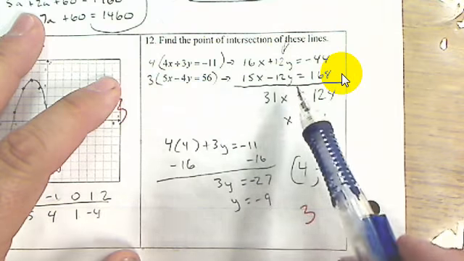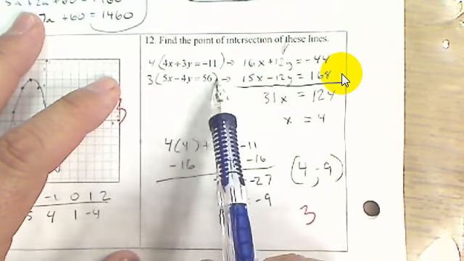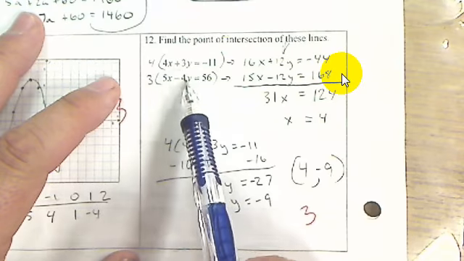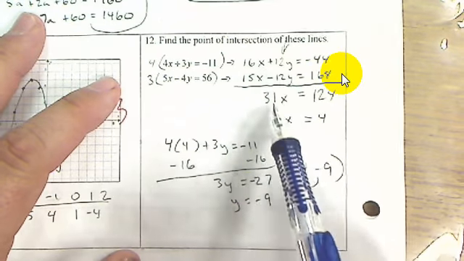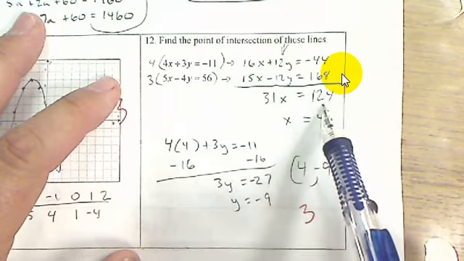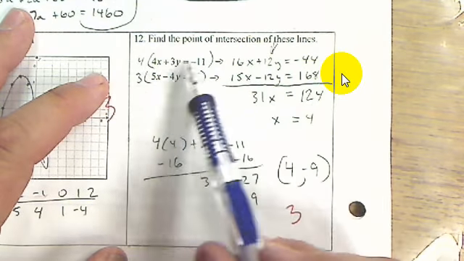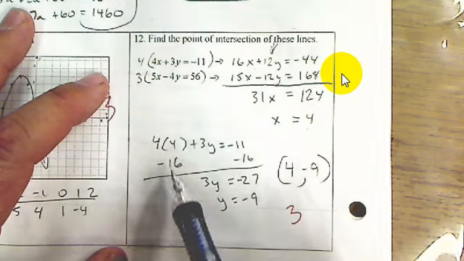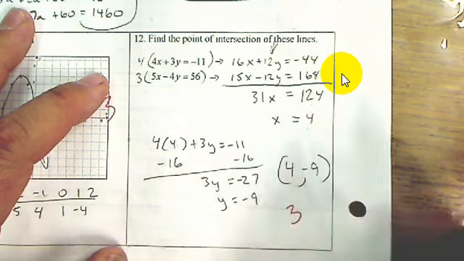Find the point of intersection. So I'm going to use the elimination method. I multiplied this one by 4, this one by 3, and then they would cancel out. The y's would cancel out. See, that's why I did it. So I get 31x equals that ugly number. And divide, and then you get 4. Once you find 4, plug it back into one of them. Doesn't matter which one. I plugged it into the top one. And you get the y value.